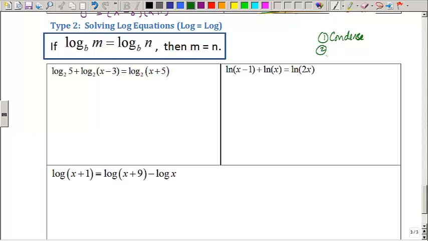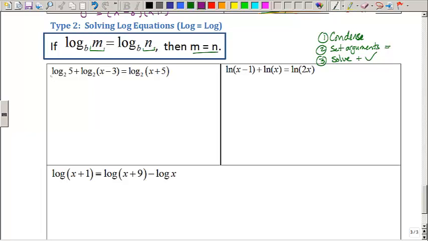Step 2 is the difference step. Step 2 says if the log base b of m equals log base b of n, then if the bases are the same, then your arguments have to be the same. This is very similar to the type 1 problems in the exponential equations. So step 2, instead of changing to log form, we're going to set the arguments equal to each other. Step 3 is the same, solve and check.